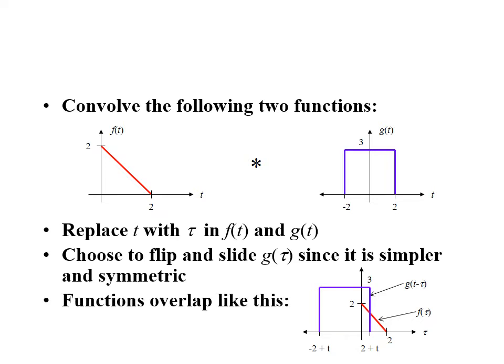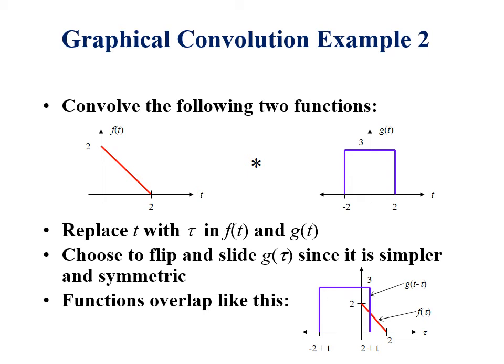Let us consider the example where two functions are given, defined by f of t and g of t. F of t is a function which lies with a time value of 2 and an amplitude value of 2, and g of t is a signal which lies between a time value of -2 to +2 and amplitude of 3. Let us now try to replace t with tau in f of t and g of t, resulting in f of tau.